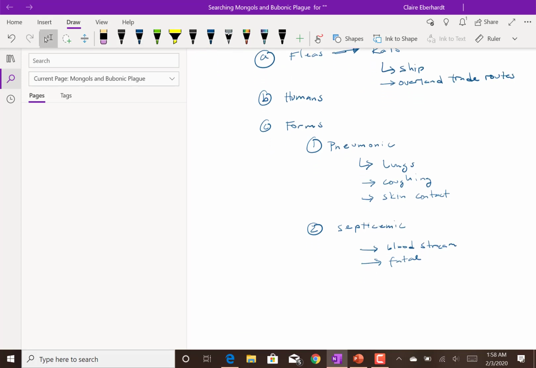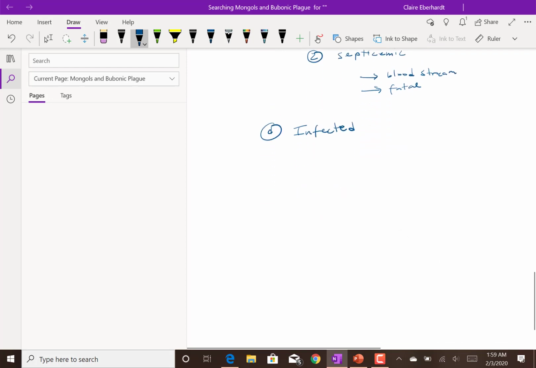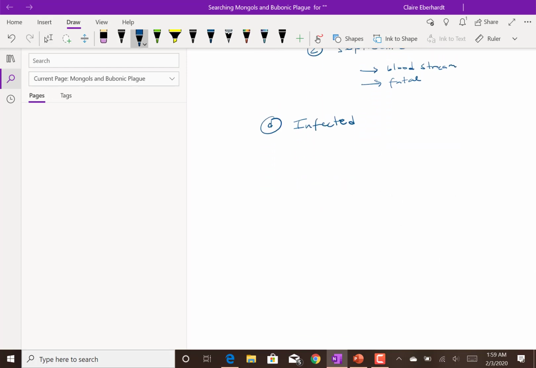So what were the conditions and different characteristics of what happened once someone was infected? Usually a person was infected within a few days. They start showing symptoms. So let's put the infected here. What you get is that within 1 to 3 days, depending on the type, you begin to show symptoms.